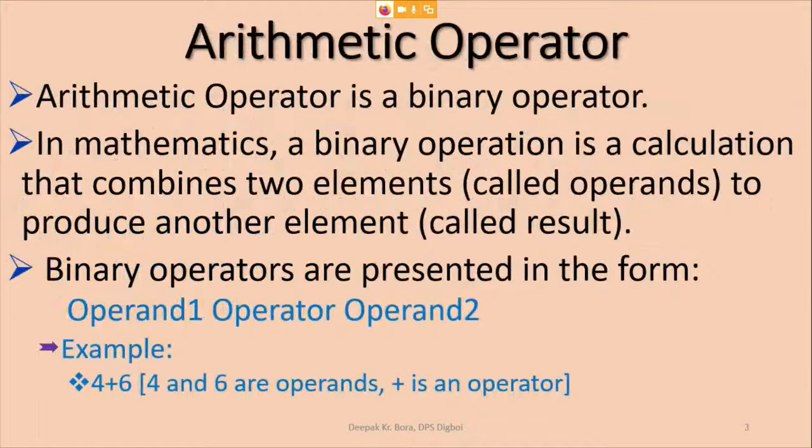Arithmetic operators are binary operators. In mathematics, you know how we use it. Basically, 4 plus 6 means it needs two operands. Binary means two. This arithmetic operator can take two operands, therefore these are known as binary operators. You take any arithmetic operator, plus. Let me go to the next slide.